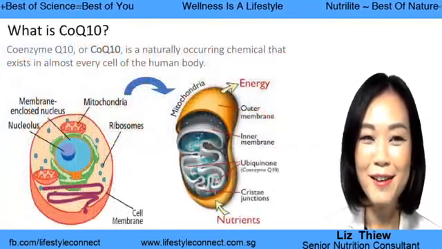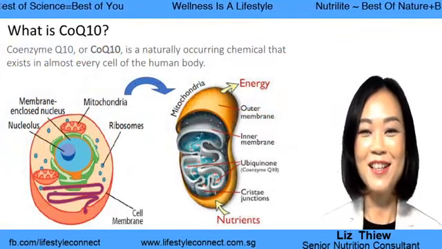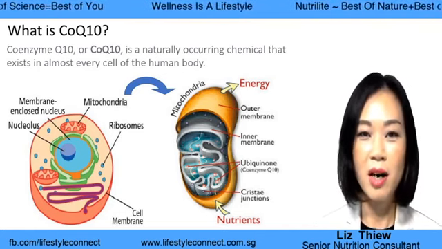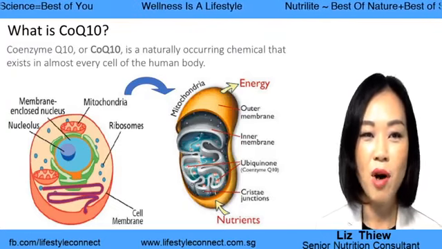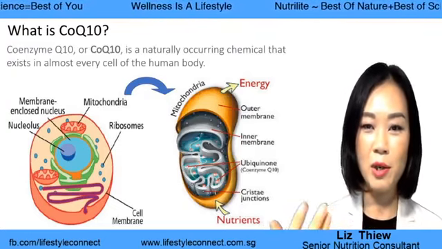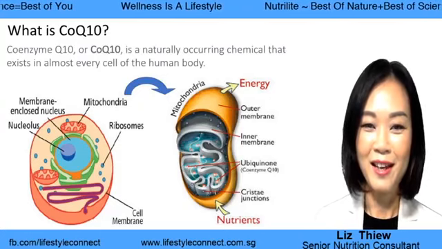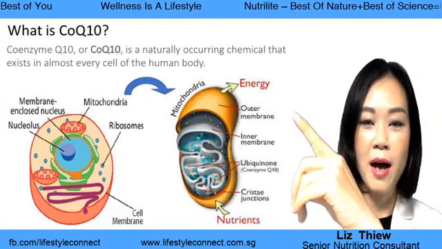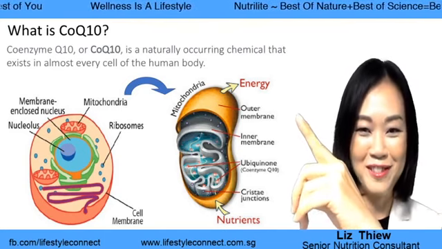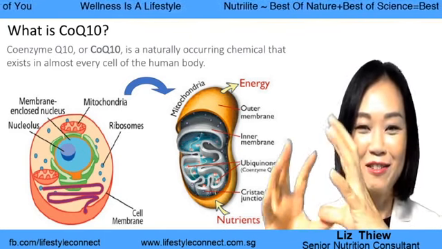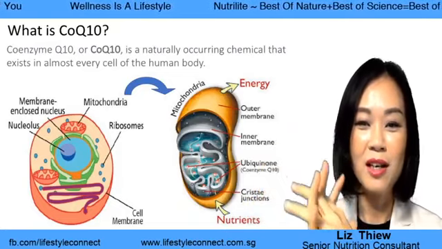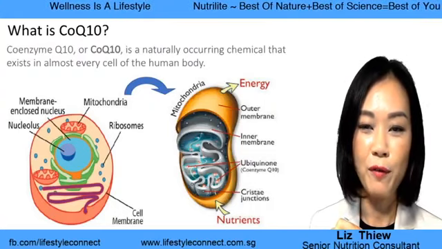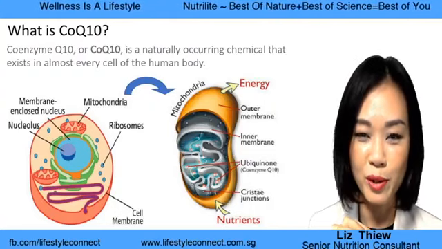All right. Let's talk about coenzyme Q10. What is coenzyme Q10? Okay, so coenzyme Q10 is a naturally occurring chemical that exists in almost every cell in the human body. Okay, right? So if you look at the far left, that round colorful ball is actually our body cell. So inside our body cells, there are a few what we call mitochondria.